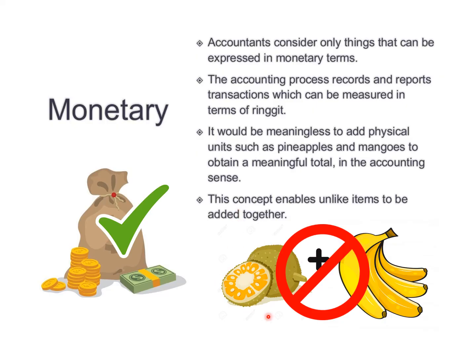Contohnya, kita tak add nangka dengan pisang untuk jadi nangka pisang sebagai inventory. Kita akan add nilai nangka dan nilai pisang. So, this one I letakkan dia pangkah because kita tak add physical item. Kita add nilai of the physical item dan kita convertkan dia dalam bentuk monetary. So, that these two item boleh add together kalau kita add nilai dia. Betul tak? So, semua item kena be measured in term of monetary term. Kalau Malaysia, kita akan guna ringgit lah.